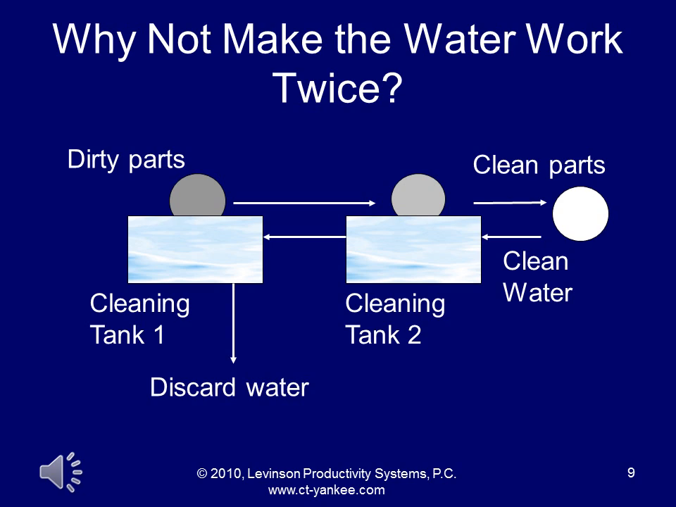How about making the water work twice? You have counter-current flow. You're using only slightly dirty water from the second tank to clean the extremely dirty parts in the first tank, and you're using half as much water. Your water treatment plant has to do only half the work. You end up saving a lot of money there.